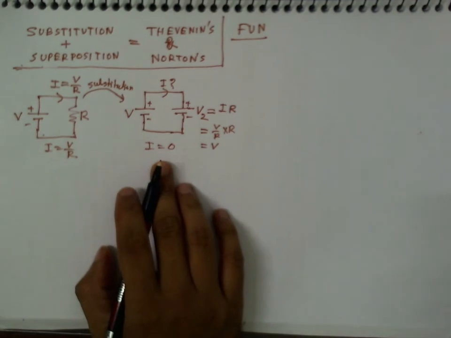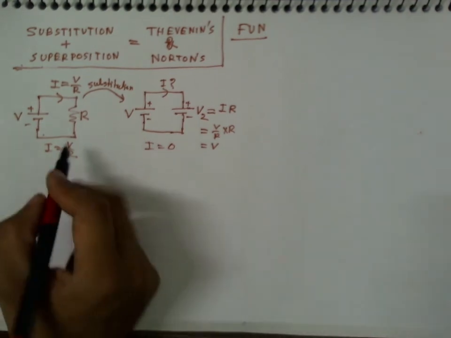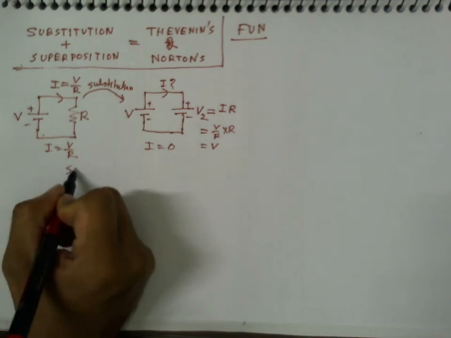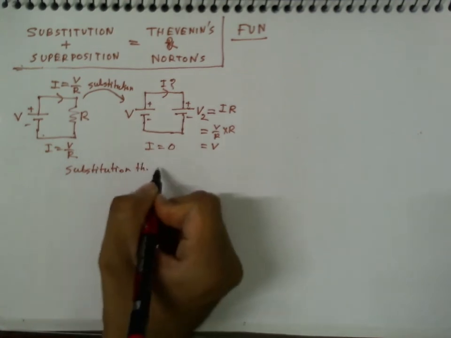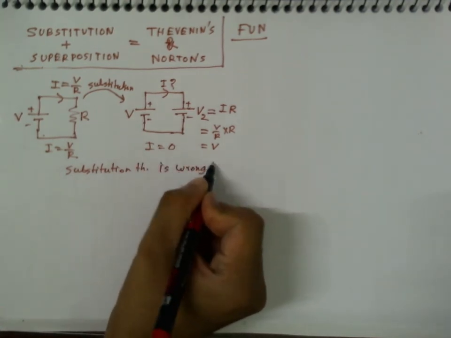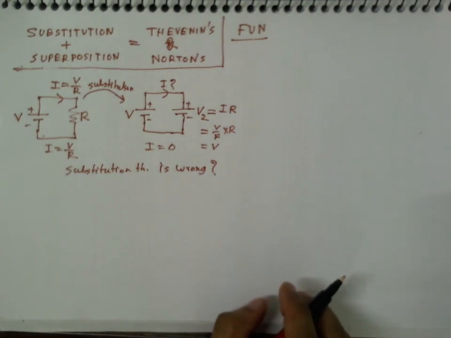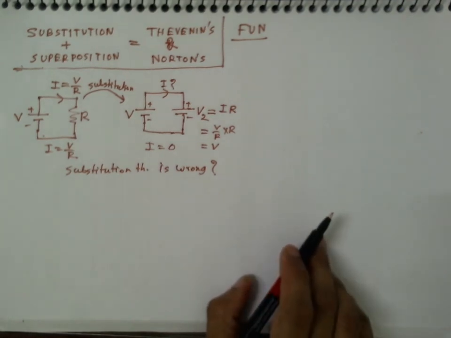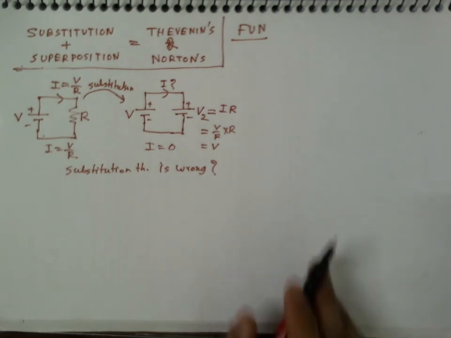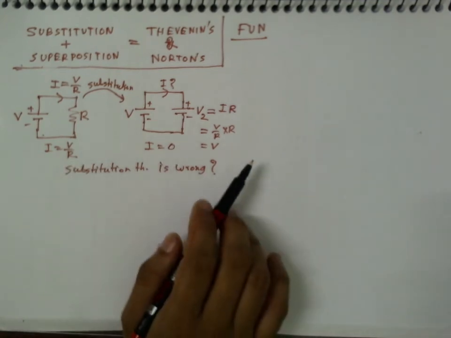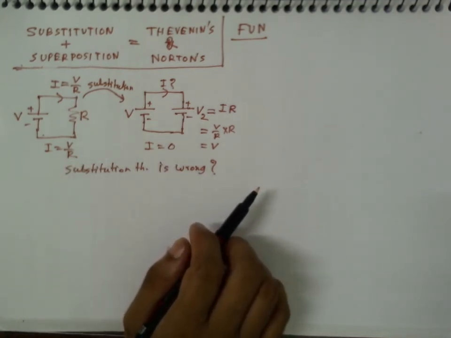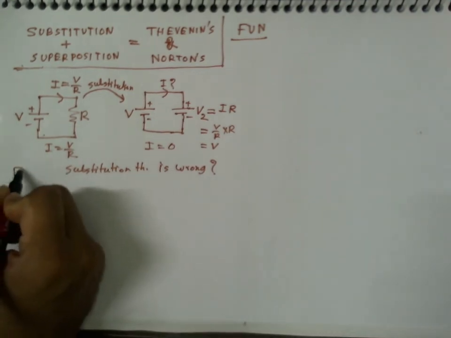You might be tempted to say this. Does that mean this substitution theorem is wrong? Come on, we have done so much with the substitution theorem. We have proved Norton's and Thevenin's theorem, which we have used thousands of times in our electrical engineering life. But does that mean that this theorem is wrong? Because here it's I, here it's V by R. Is it funny? Is it really funny?